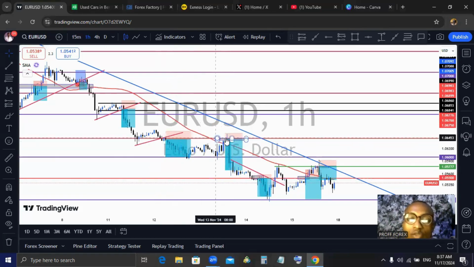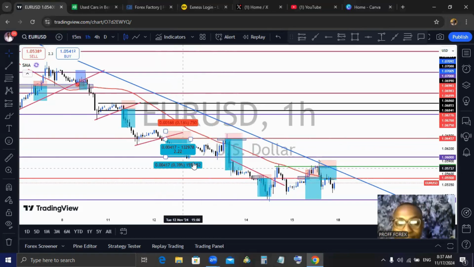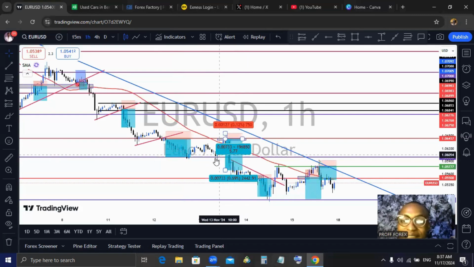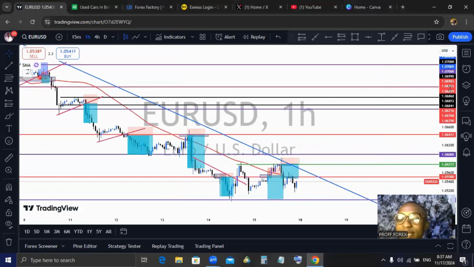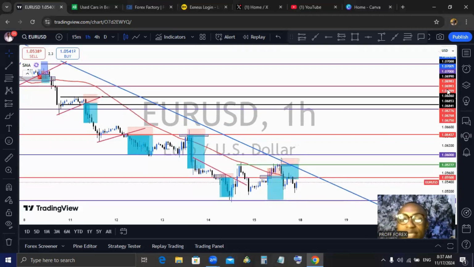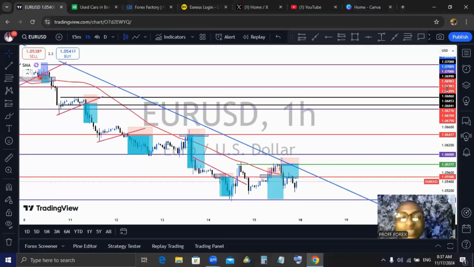I can remember this was CPI on Wednesday. So what is CPI? CPI is the consumer price index in the United States of America. Their data shows the index of the consumer, how people consume goods and services. So those figures are released and it affects the market. It's very volatile.